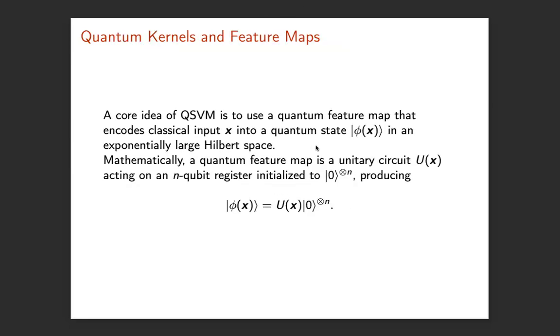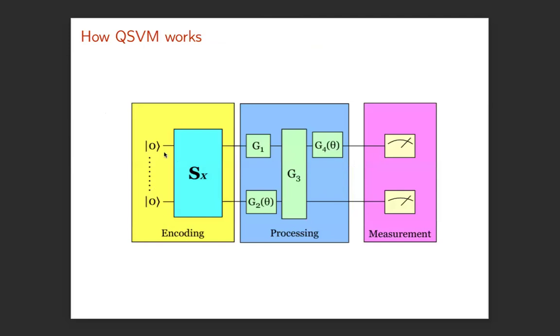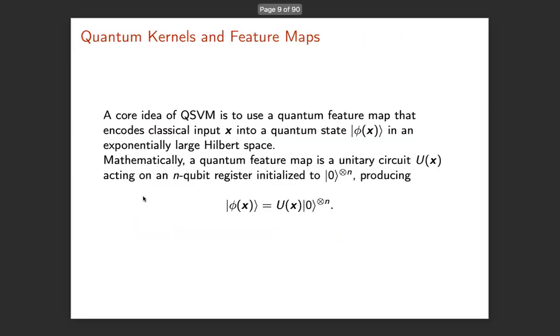So the core idea is to use what we call a feature map that encodes the classical input x into a quantum state phi of x in an exponentially large Hilbert space. Mathematically, a quantum feature map is simply a unitary circuit which acts on an n-qubit register which has been initialized to all state 0. So this is just a tensor product of all the zeros here. If you go back to this image, this first unitary transformation is represented by the encoding part, which you see here. And we would then represent this in terms of the state phi of x with a unitary operation.